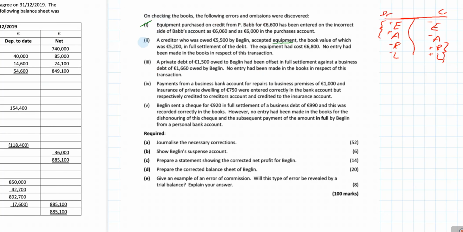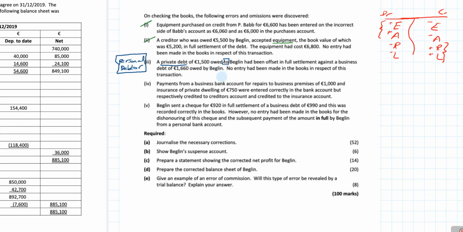So a private debt of 1,200, so private debt is important, of 1,500 owed to Beglin. So these are very important to get these two-letter words right. So if it's owed to Beglin, that means that it's almost like a personal debtor. Okay, if you want to think of it like that. And personal being the key term because it's going to either be capital or drawings. We know that whenever we talk about a person in suspense account, private, it's either going to be drawings if we're taking money away or capital if we're adding money into the company.